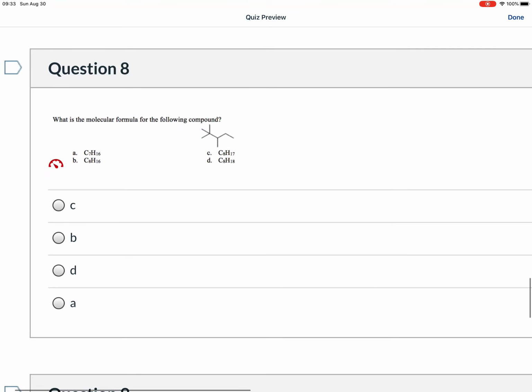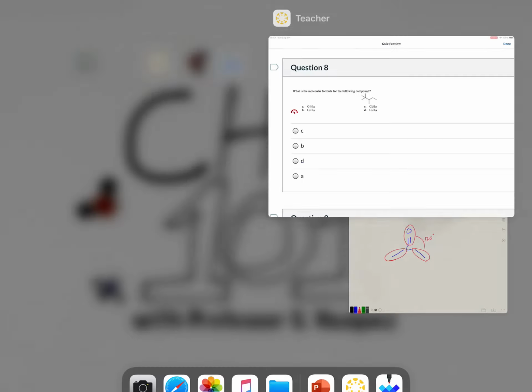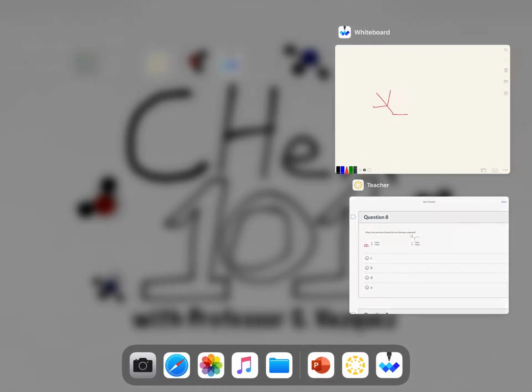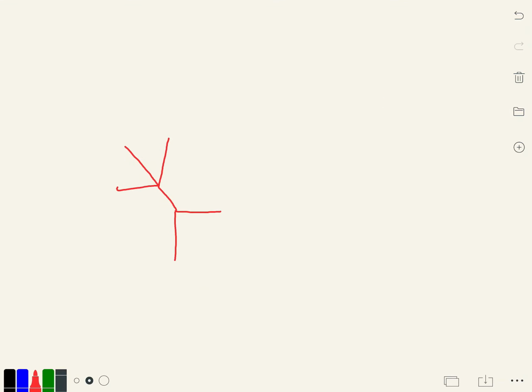This kind of plays the same. What is the molecular formula of the following compound? So let me draw it for you so you can see. I don't remember what it looked like. It branches down. Okay. We get something like this.